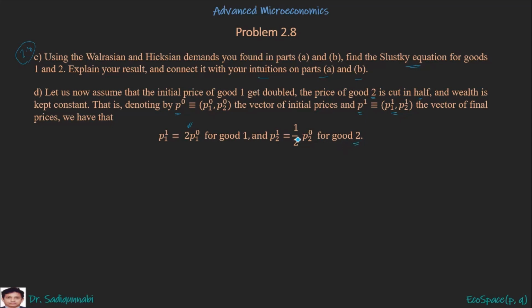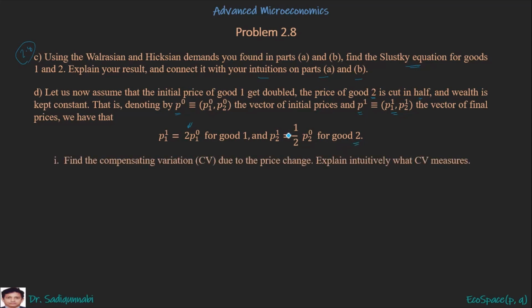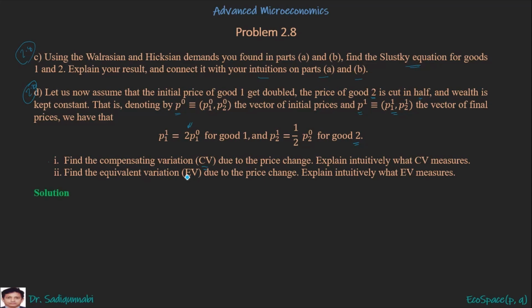So question 2.8d has two parts. One is to find the compensating variation CV and explain the intuition behind the CV measure, and find the equivalent variation due to the price change and explain the intuition behind these measures. Now guess the solution. Now move to the solution.